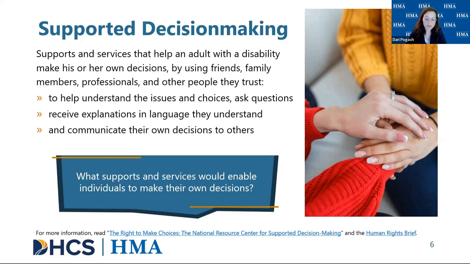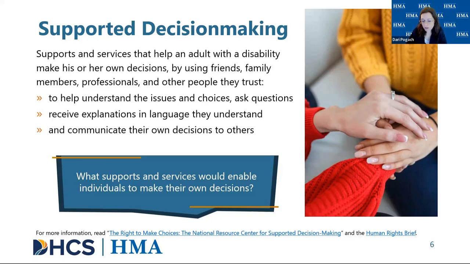So I invite you to think about during the course of this presentation and beyond, what are the supports and services that would enable an individual to make their own decisions? It's important to understand that supported decision-making evolved as a theory in response to the long history of the suppression of the rights of people with disabilities to make their own decisions. So first and foremost, it really affirms the right that all of us have to self-determination.